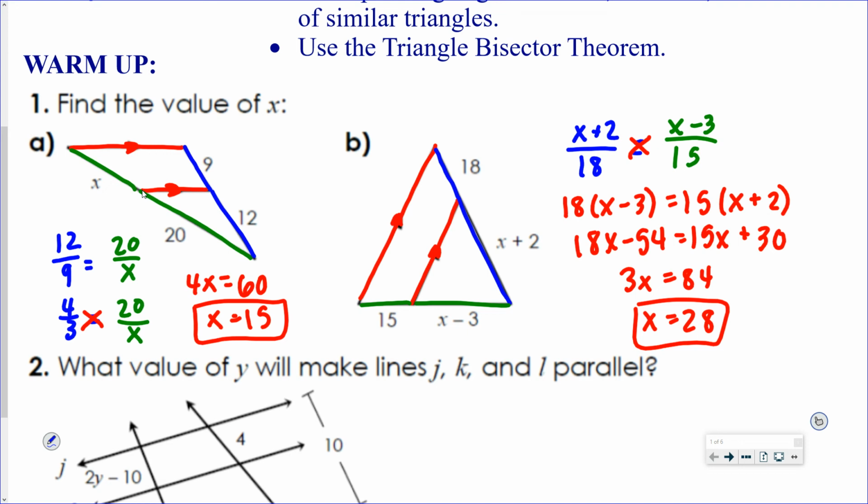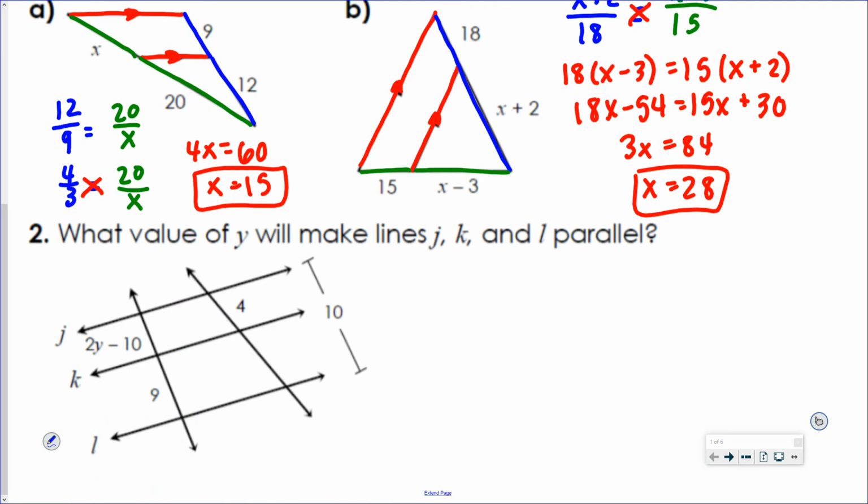Okay, let's see if you can go 3 for 3. This time, I don't know if these 3 lines are parallel. They said figure out what y needs to be so that we can conclude J, K, and L, these 3 lines, are parallel. This is like the other part we talked about in 7.4, and this stuff will be on your quiz on Monday, your 7.3 and 7.4.